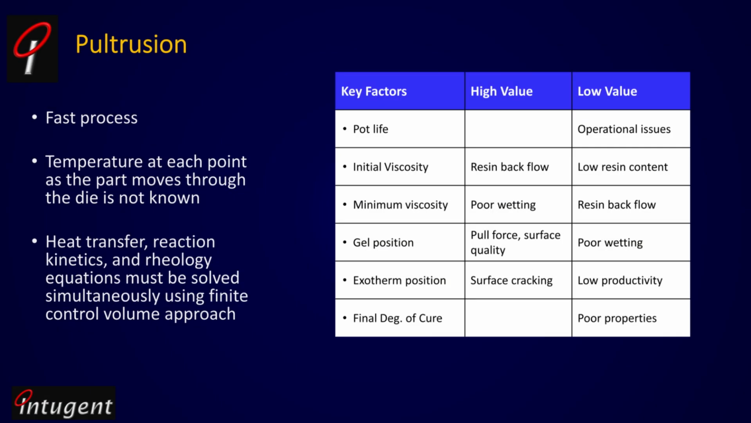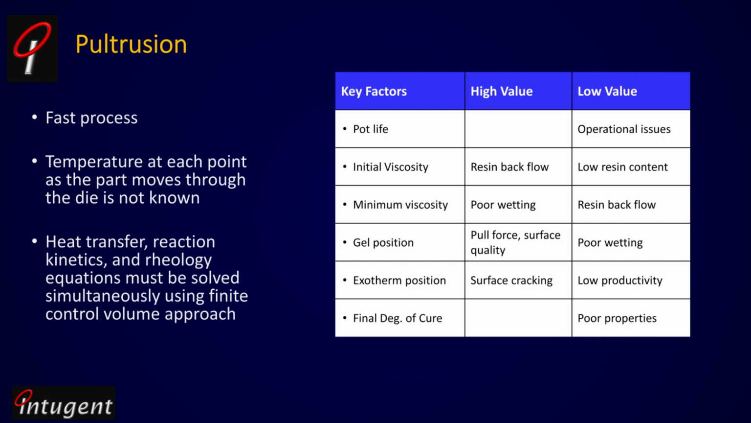In the case of pultrusion, the key factors to watch are pot life, initial viscosity, minimum material viscosity, the distance into the die where the resin gels, the distance into the die where the material attains the maximum value, and the final degree of cure. However, we only know the die temperature profile. We do not know the material temperature as it moves through the die.